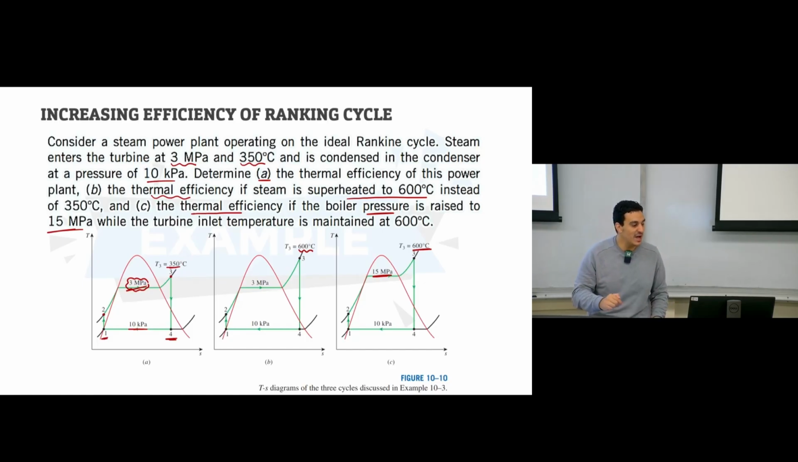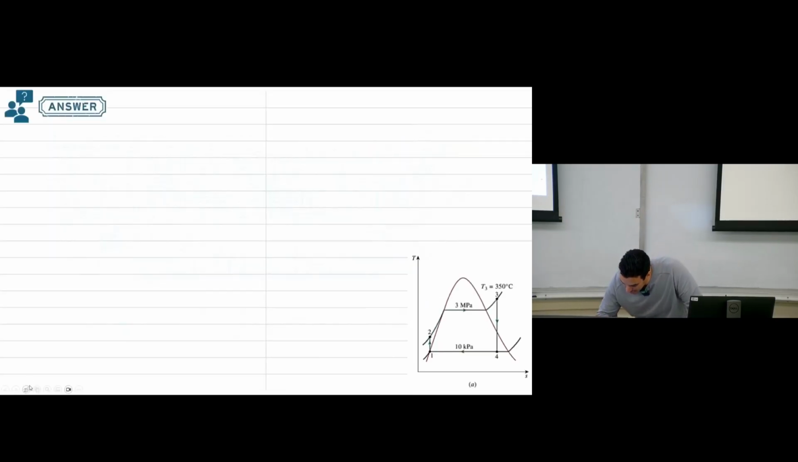So the question is how we can increase the efficiency of the Rankine cycle. Here in this example, he's proposing 3 different scenarios. The first one is the original one we have here. We have this pressure, we have this condition, and then he said we will superheat. Instead of making the outlet temperature from the boiler 350, we will make it 600. Another scenario, he will increase the pressure of the boiler we have here. Instead of 3 megapascal, make it 15 megapascal. Okay. So let's solve the first case we have here.